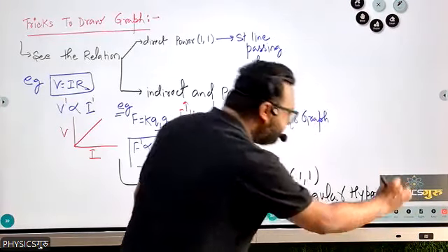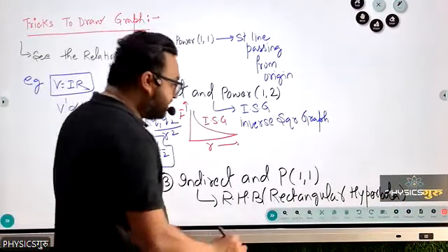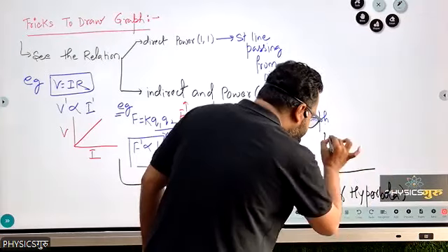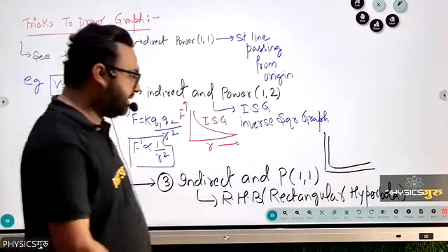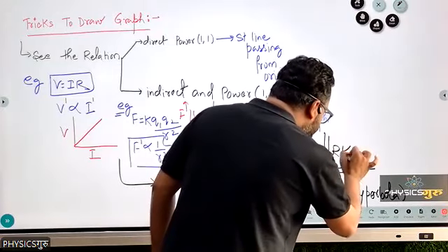Hyperbolic graph. So this is the nature of the graph. This is called a rectangular hyperbolic graph, RHB. This nature of graph is called the RHB graph.